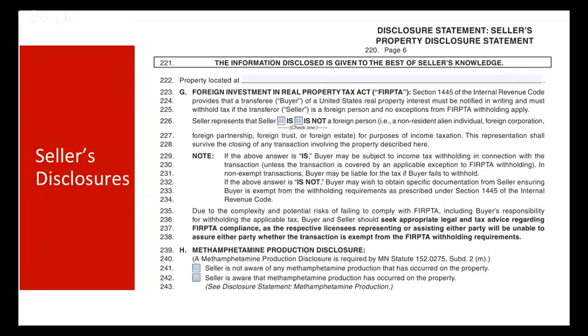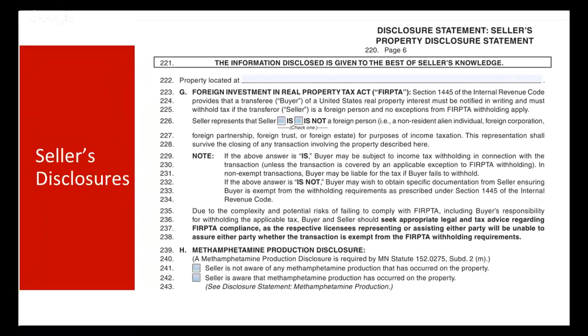Again, property address. Okay, Foreign Investment in Real Property Tax Act, FIRPTA. This was recently added, or has become more prevalent recently in our forms, now in the purchase agreement, because it can have some implications for a buyer who's buying a home from a seller that's a foreign person. Okay, there's a section in the Internal Revenue Code that the buyer of a United States real property interest must be notified in writing and must withhold tax if the transferor, or the seller, is a foreign person and, excuse me, if no exceptions from FIRPTA withholding apply.